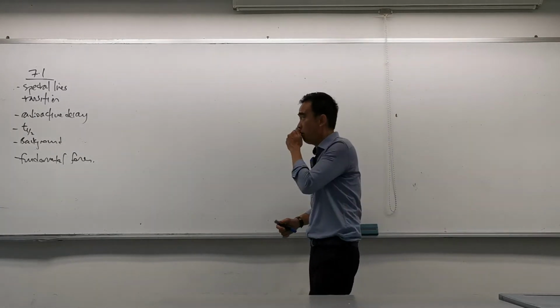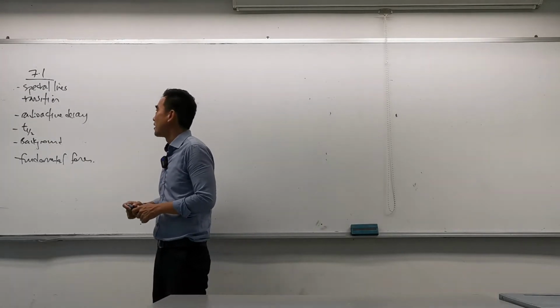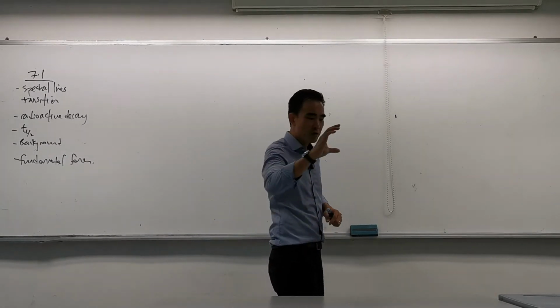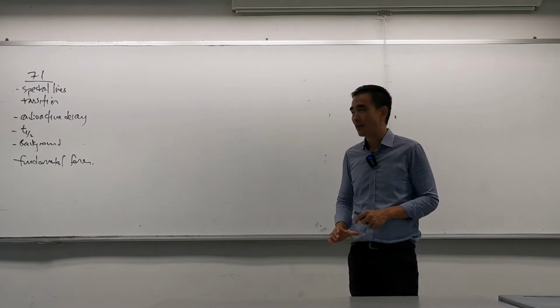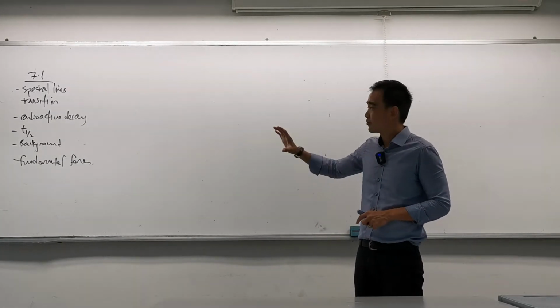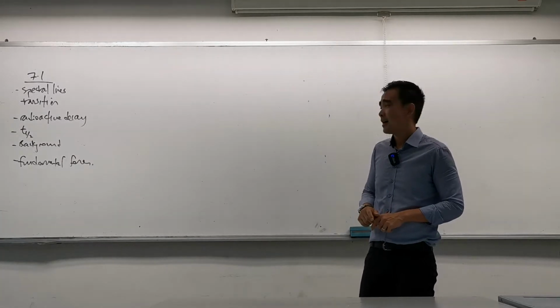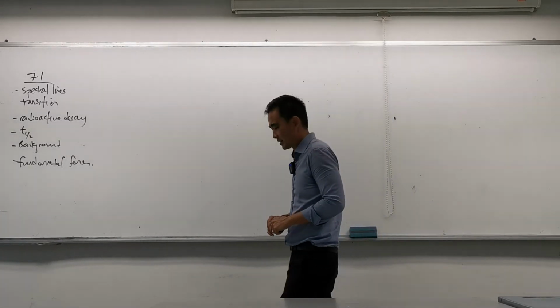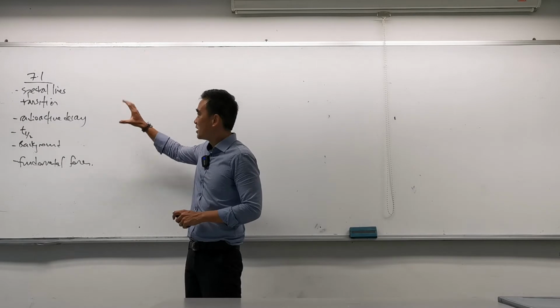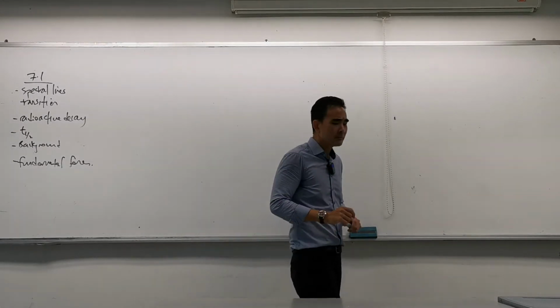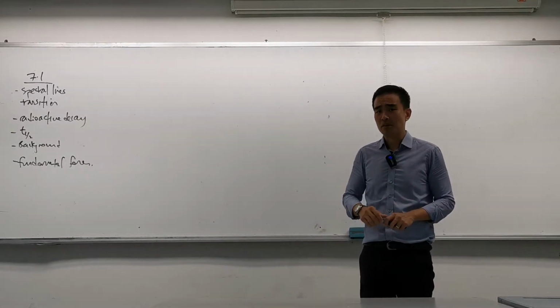So today we shall carry on with topic 7.1. There are a few sections of 7.1. There is a section on the spectral lines transition. There's also a portion on the radioactive decay, and lastly, the fundamental forces. So to begin with spectral lines, I think we need to appreciate why it is such an important thing.